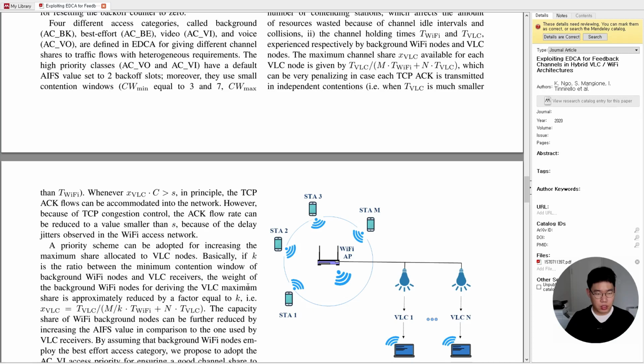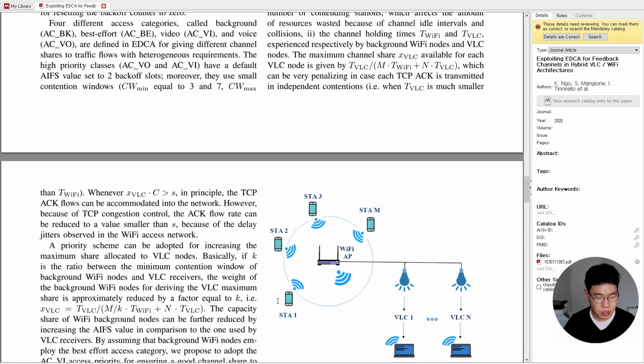Because of the delay jitter observed in the Wi-Fi access network, a priority scheme can be adopted for increasing the maximum share allocated to a VLC node. Basically, if K is the ratio between the minimum contention window of background Wi-Fi nodes and VLC receivers, the weight of the background Wi-Fi nodes for determining the VLC maximum share is approximately reduced by a factor equal to K. For example, X_VLC is approximately T_VLC divided by M·K·T_WiFi plus N·T_VLC.